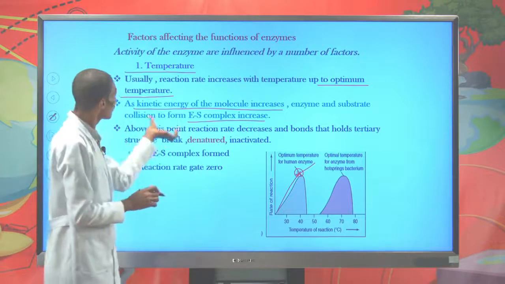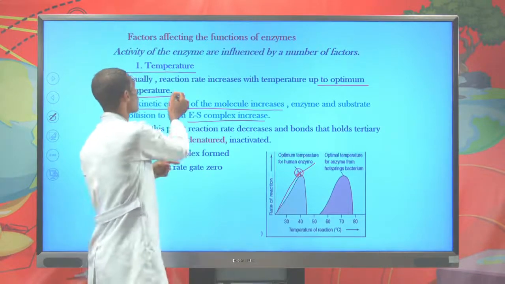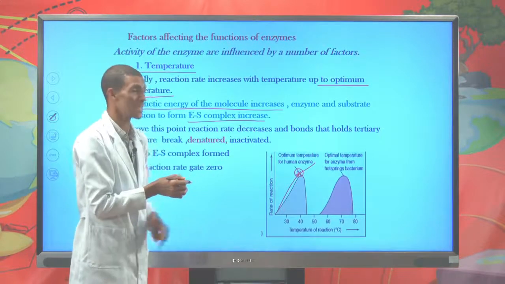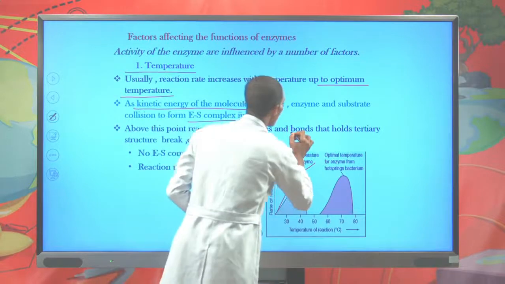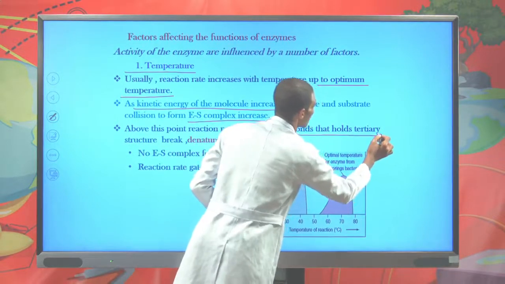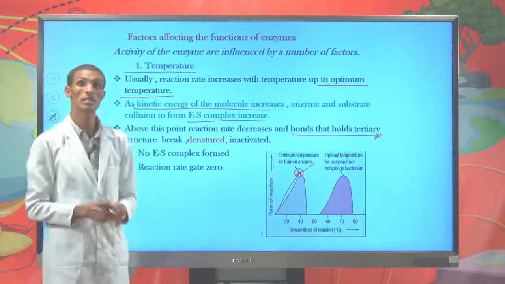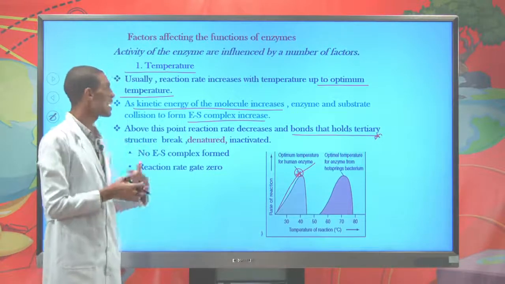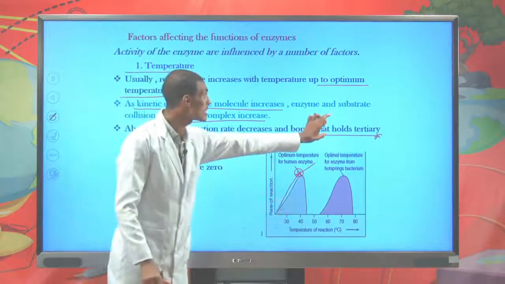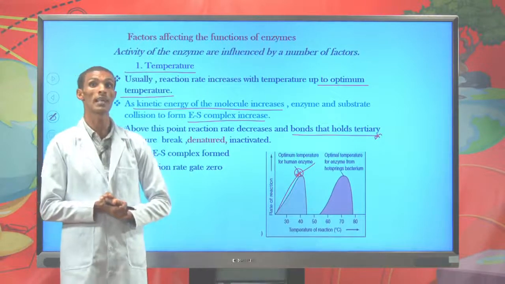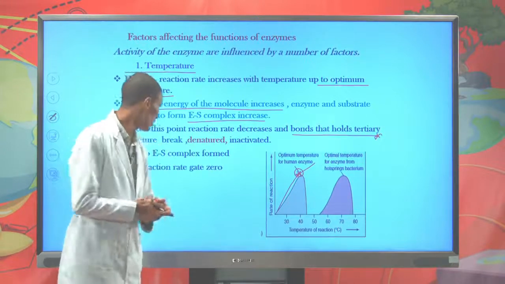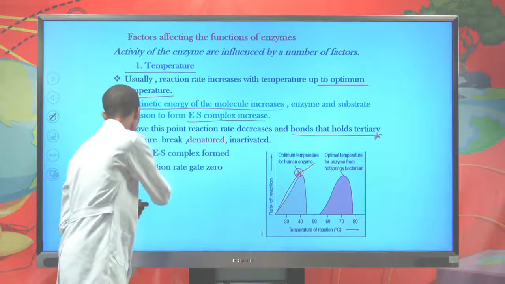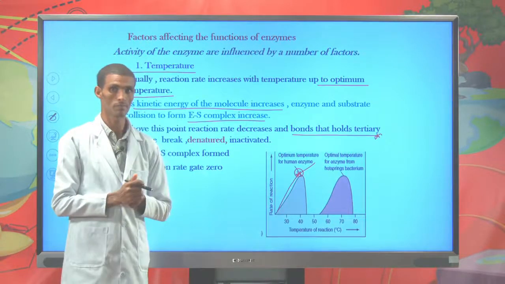But if temperature increases above the optimum temperature, rather than increasing the rate, it breaks the bonds that hold the three-dimensional structure of the enzyme. Since an enzyme has a tertiary, three-dimensional structure, it can catalyze. But if it loses this three-dimensional structure, it cannot catalyze. At this point, no enzyme-substrate complex is formed, and the reaction rate comes to 0.